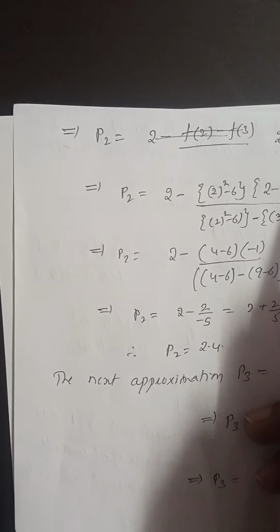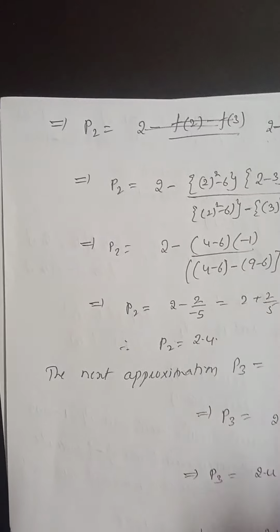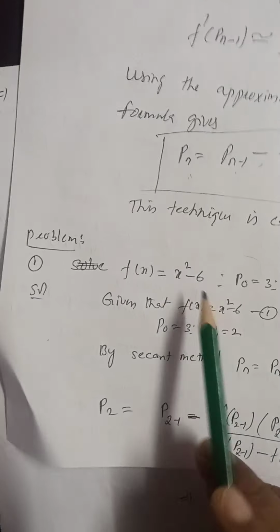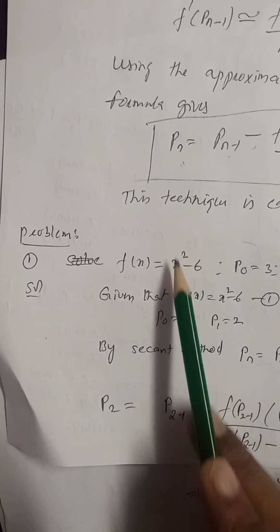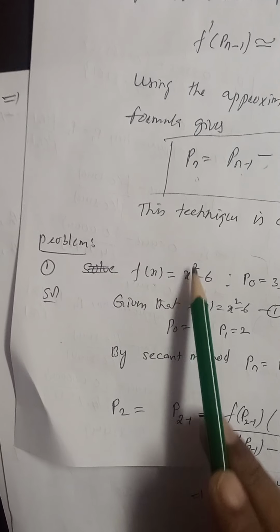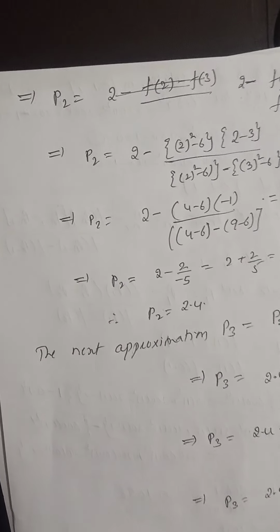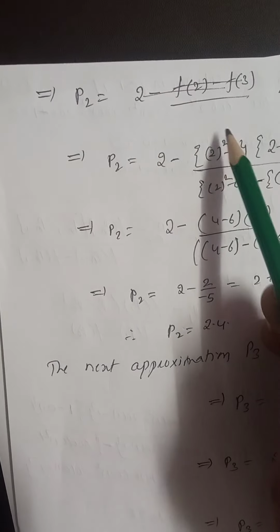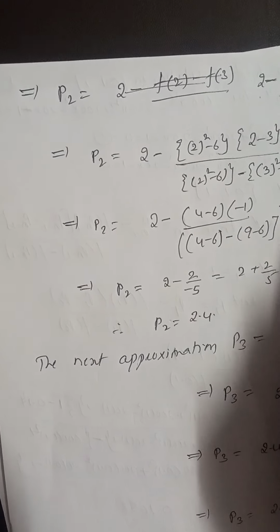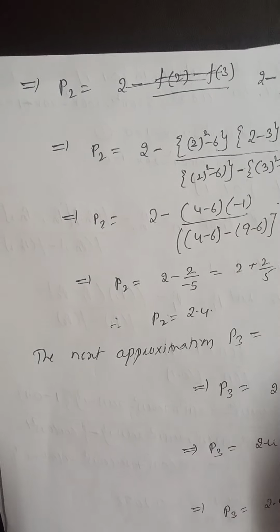Now what is f of 2? We know f of x. What is f of x? f of x is x square minus 6. f of 2 means 2 whole square minus 6. f of 3 means 3 whole square minus 6. Similarly, here 2 minus 3 is minus 1, you can write.